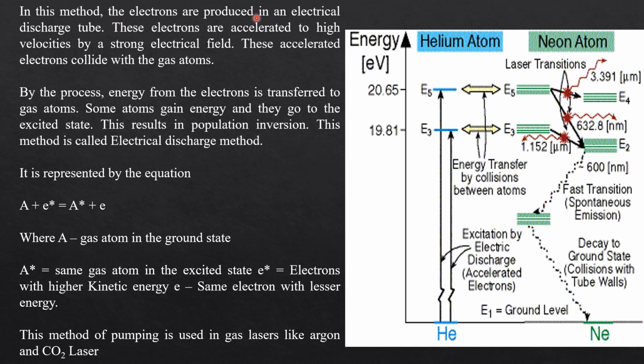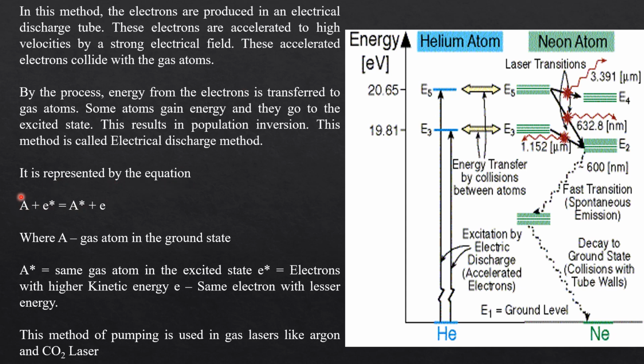In this method, the electrons are produced in an electrical discharge tube. Then the electrons are accelerated to very high velocity by using the strong electric field. These highly energetic electrons collide with the gas atoms and transfer this energy to these gas atoms. It is represented by the equation.